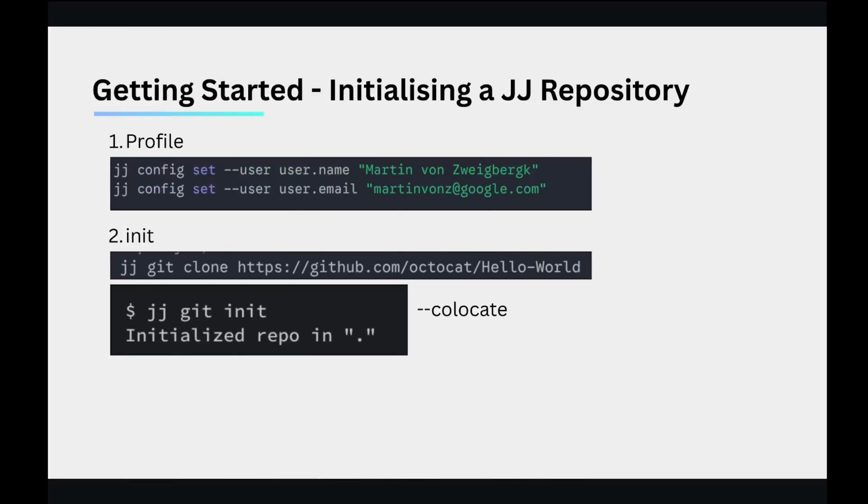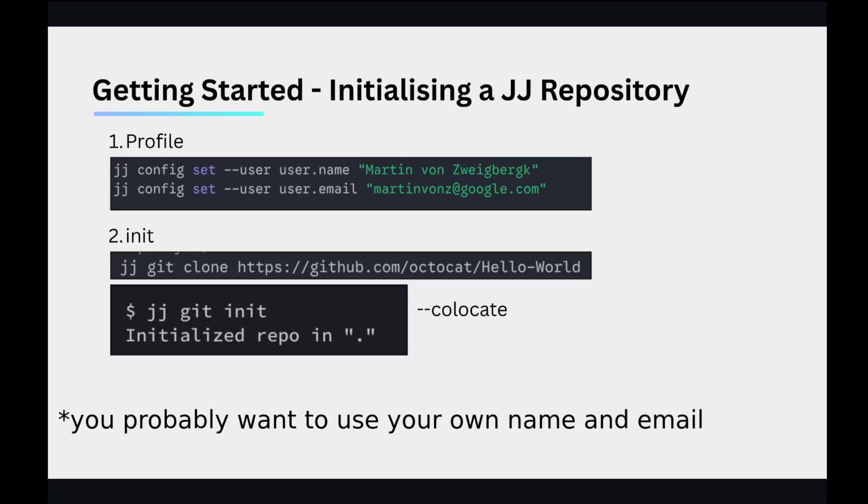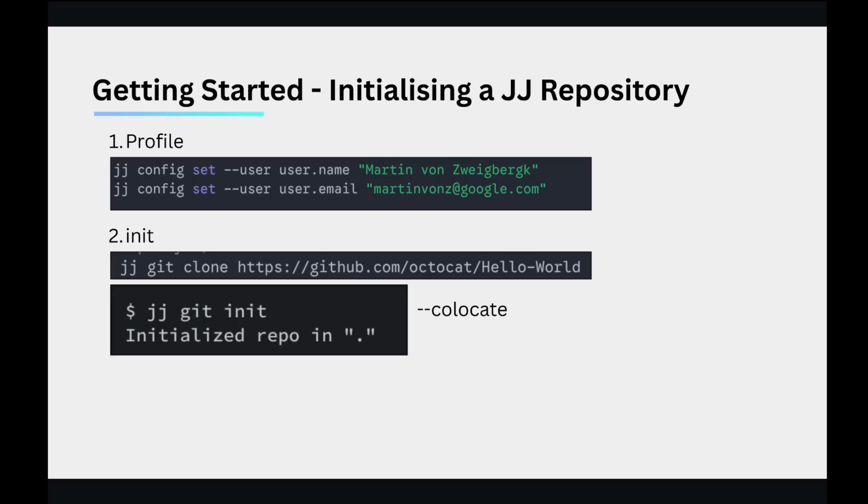Once you have JJ installed, you probably want to set up your profile, as shown here. This information is primarily used for being attached to commits, so people can tell who wrote what and can contact the person if necessary. When you actually want to start using JJ, it's very similar to when you would set up Git for a project. You can see these commands are actually just the Git commands prefixed with jj.